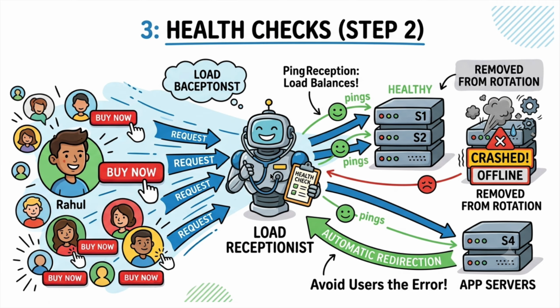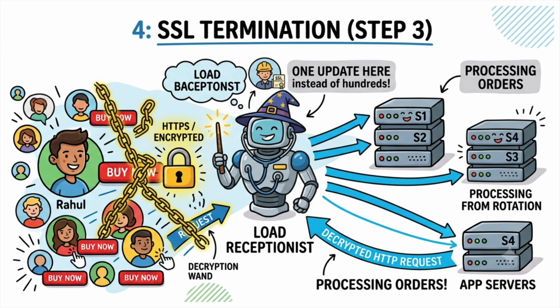No, because the load balancer has already detected that server 3 is unhealthy. It continuously checks every server in the background. The moment a server stops responding, it's removed from the rotation. New users are automatically sent only to the healthy servers, and once the server recovers, it's quietly added back. Rahul never even noticed that anything happened. But how exactly does the load balancer know that the server is healthy? We will answer that in a few minutes.